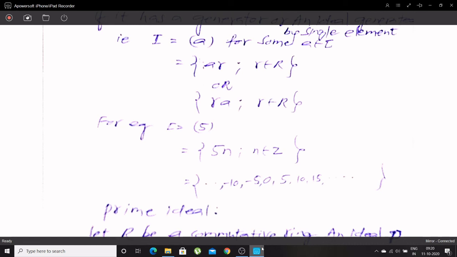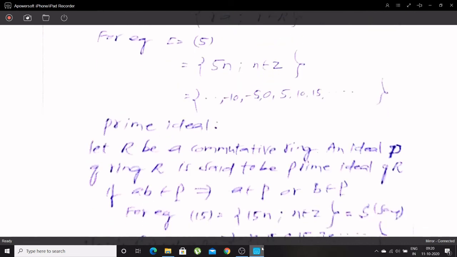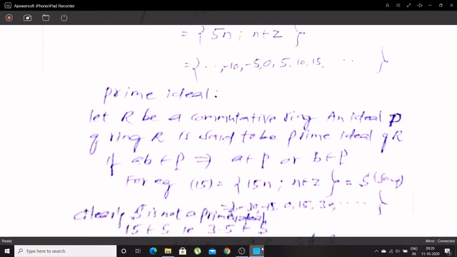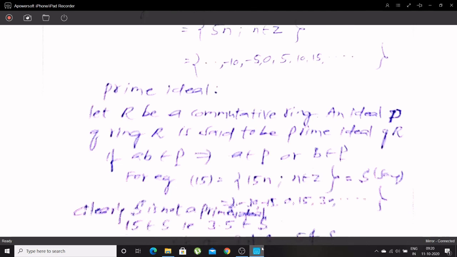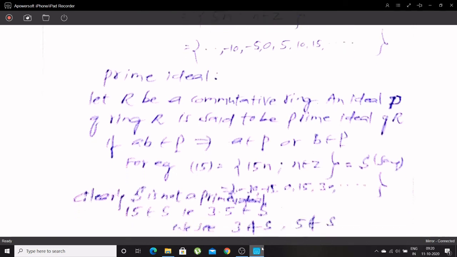Prime ideal. Again, to define a prime ideal, we need an ideal. Let R be a commutative ring. An ideal P, since we have the word prime ideal, I will take the notation P. An ideal P of ring R is said to be a prime ideal of R if it satisfies this condition. The condition is this: if AB, the product of these two elements, belongs to P, that means either A belongs to P or B belongs to P.